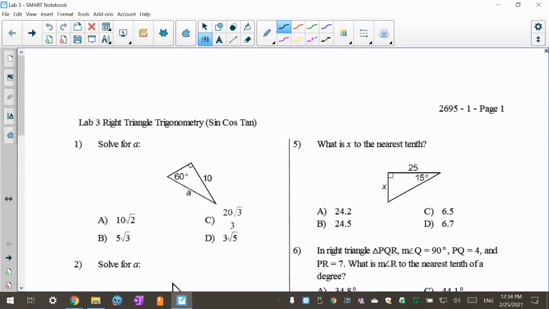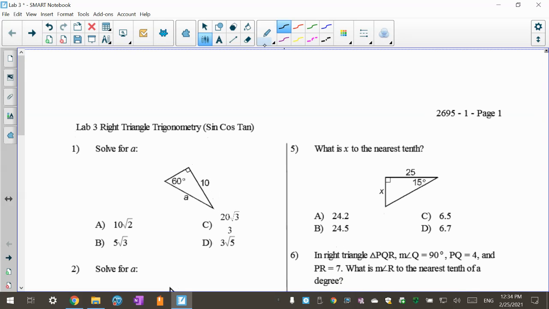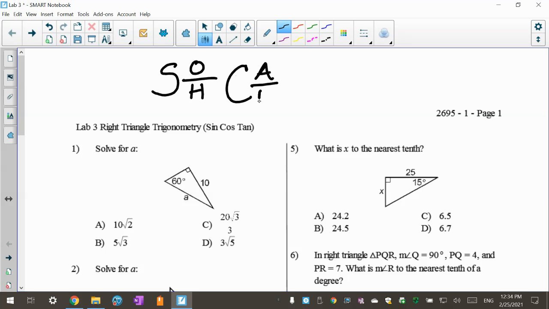Okay, this is Lab 3, Right Triangle Trigonometry for sine, cosine, and tangent for pre-calculus. And this is day one where we're practicing things that we've done before. The one thing I want you to put at the very top of your paper is SOH CAH TOA, because that's sine opposite over hypotenuse, cosine adjacent over hypotenuse, and tangent, which is opposite over adjacent, because that's what we're going to be using today and making sure.